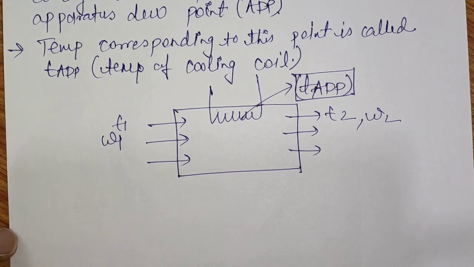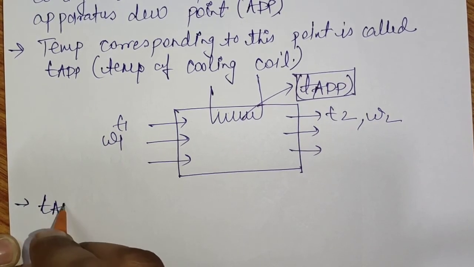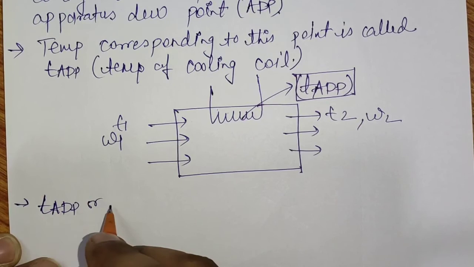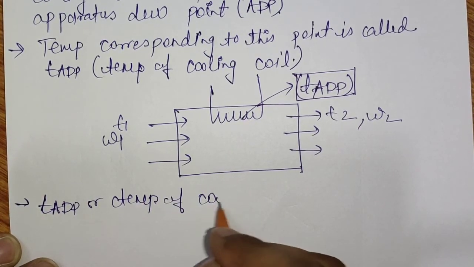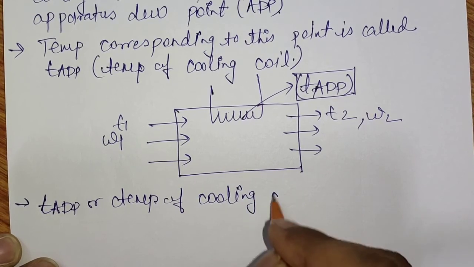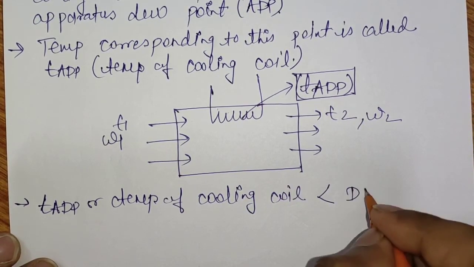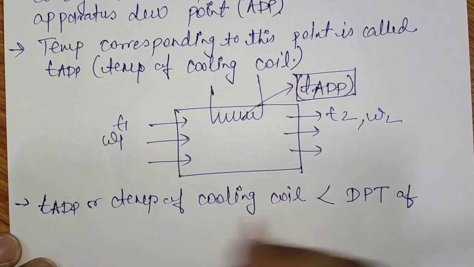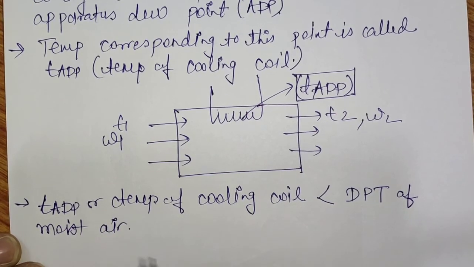Apparatus dew point temperature will always be lesser than the dew point temperature of the moist air. This is the important point we need to know. Apparatus dew point temperature, or temperature of the cooling coil, will always be lesser than the dew point temperature of the moist air.